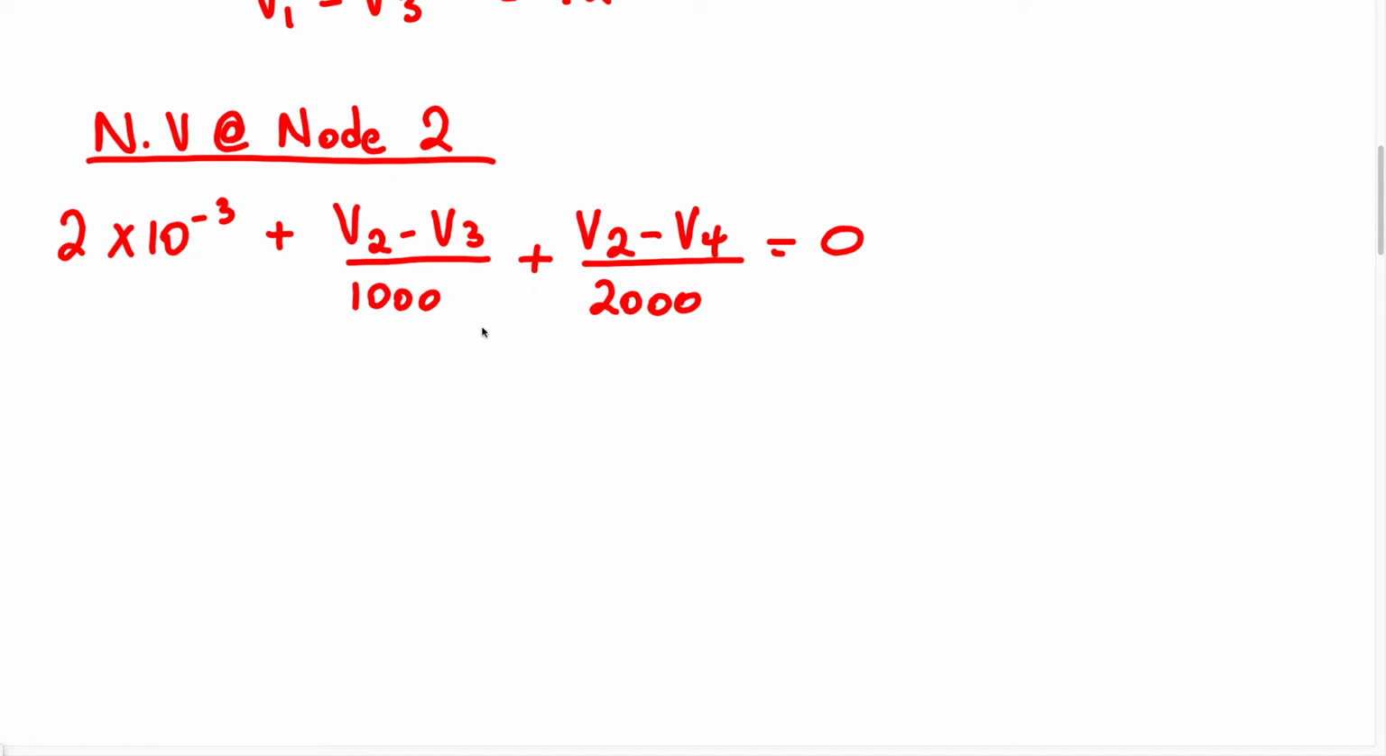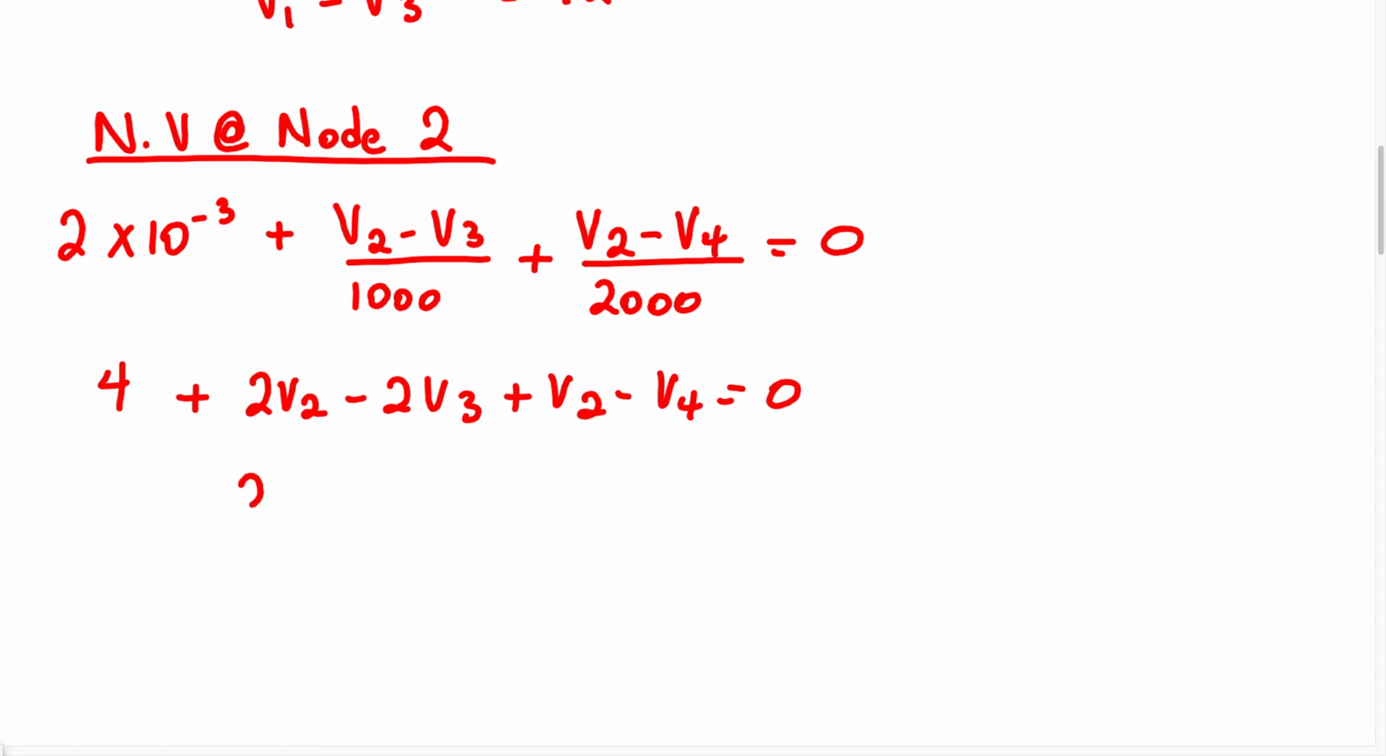So when we simplify this now, we're going to get 4 plus 2V2 minus 2V3 plus V2 minus V4 equals 0. Okay? So when we simplify this, we're going to get 3V2 minus 2V3 minus V4 equals negative 4. So this is our node voltage equation at node 2. So I'm going to label this equation 2.